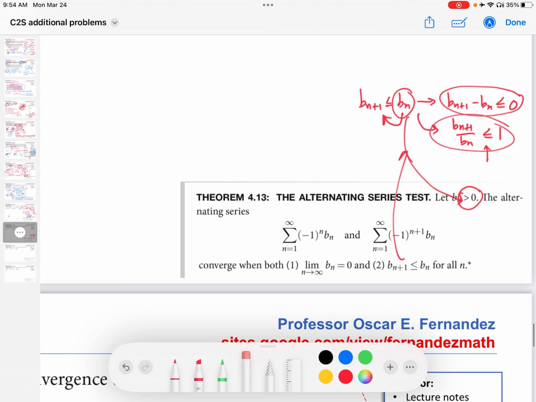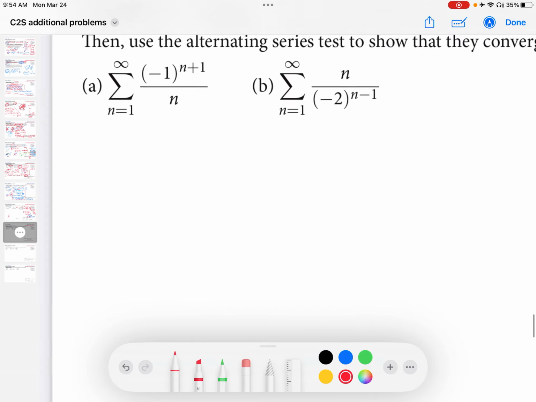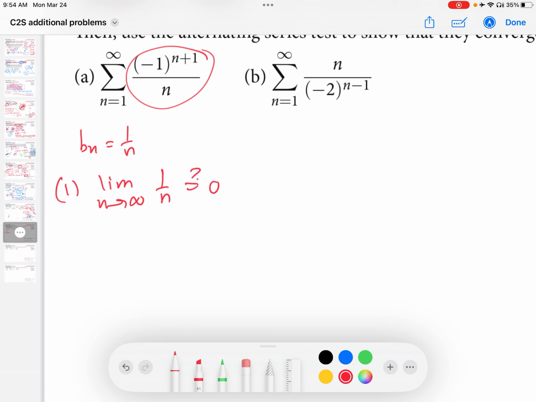Which one of these you use to verify requirement number 2 for the theorem really depends on the b sub n expression. Some of them will be more amenable to the difference rule, some of them more to the ratio rule. Okay, so back to the example. Remember here we had said that b sub n is 1 over n, and now we look at the first requirement. Is the limit of b sub n equal to 0? Indeed it is, right? We have 1 being divided by a number that's going off to infinity. So that gets closer and closer to 0. Okay, how about this non-increasing, decreasing in quotes, requirement?